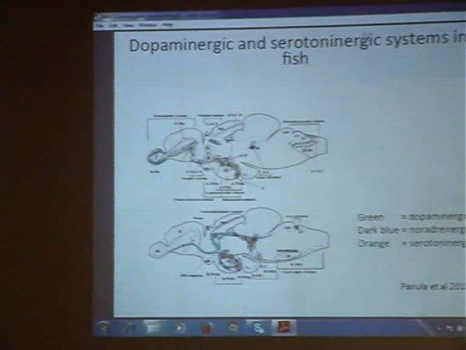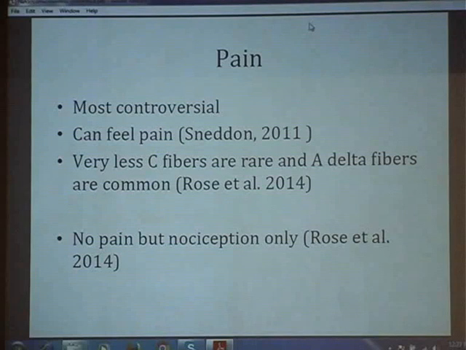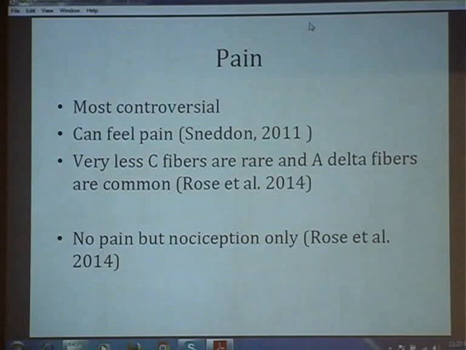And this is the most controversial topic in fish research, pain, because pain requires subjective experience. There are studies which show that fish can feel pain, but other groups say that there are very few C fibers, which are common in mammals and transmit pain, and that A-delta fibers are very common in fishes. But some others believe that this is a problem of definition, because the International Association for the Study of Pain considers that pain can be there even if there is no stimulus at all. In certain cases people can feel pain with no stimulus. But still, this contradiction and the research in both fields go on.